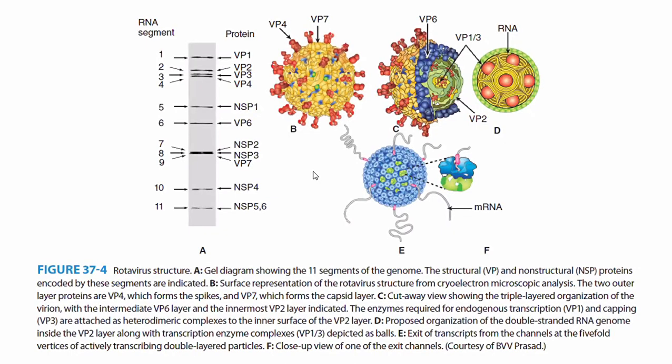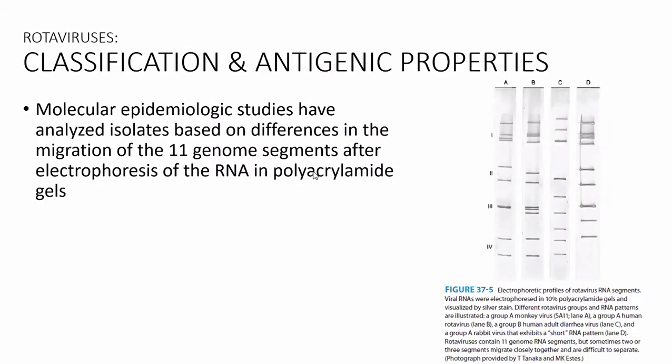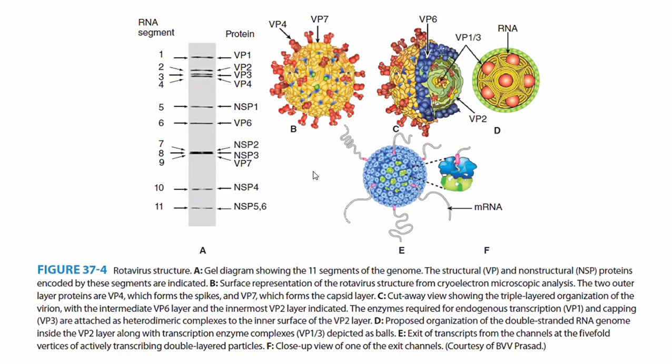For molecular epidemiologic studies, they have analyzed isolates based on the differences in the migration of the RNA segments after electrophoresis of the RNA in the polyacrylamide gel. So these differences in electropherotypes are used to differentiate species A viruses from other groups, but they cannot be used in determining the serotypes. So here we have a figure which shows the rotavirus structure.